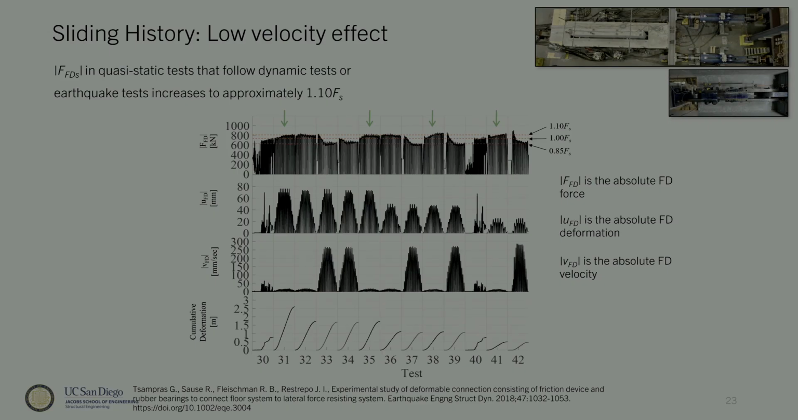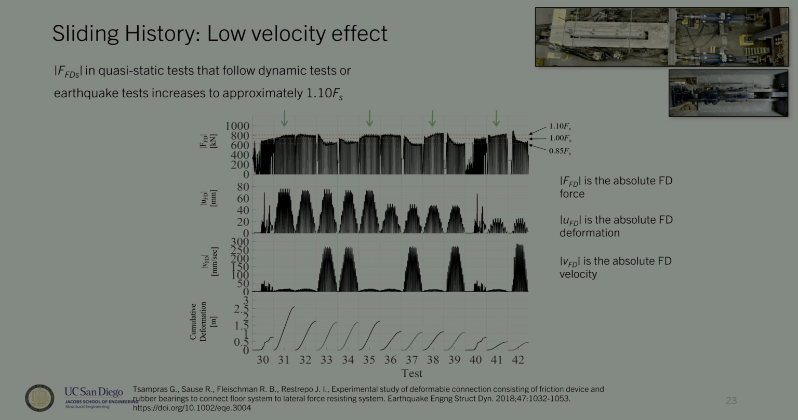So let me go back to these challenges and start explaining them one by one and address how to solve them. The velocity dependence. Here I have plots that indicate the absolute friction force that we measured, the total force in the component, the absolute displacement to get a sense of the magnitude of the displacement, the absolute velocity to see how much it varies with respect to the test, and the cumulative deformation.